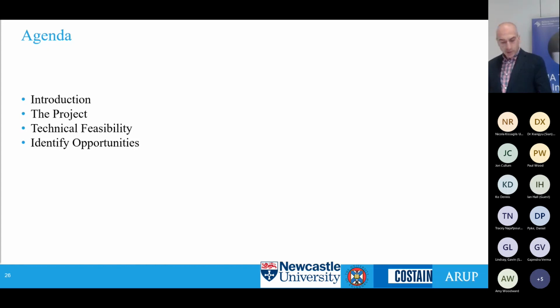In terms of this talk, I want to divide it into 4 parts really. The introduction, the project itself, so that's really the context where the project came from, the current project, and then the technical feasibility of these technologies that we're working with, and then to identify or potentially identify opportunities within rail.